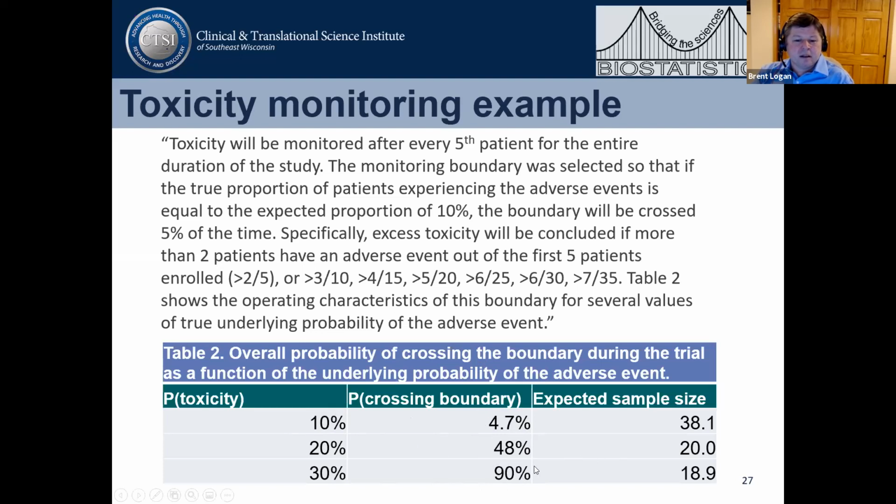So these are what we call operating characteristics of the monitoring rule. It tells you, how does it behave? What happens if the toxicity rate is a certain value? How likely is it to stop?